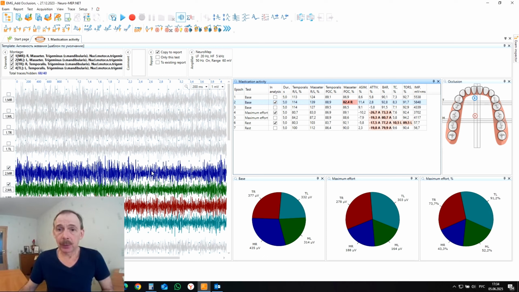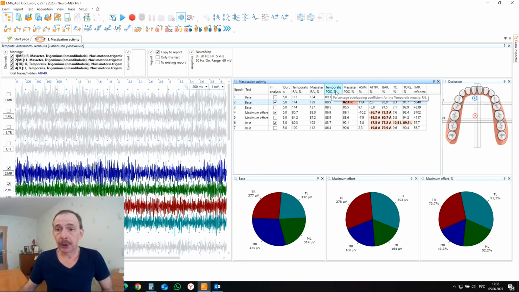Then we see the ratio for temporalis, right to left, as a percentage, and for masseter, right to left, as a percentage. Here the ratio of valid values is calculated, but these are not just valid values, but valid values calculated by intervals, according to Ferrari's publications. Here you can see that the right side is slightly dominant, by the way. We can see the same thing on the diagram.